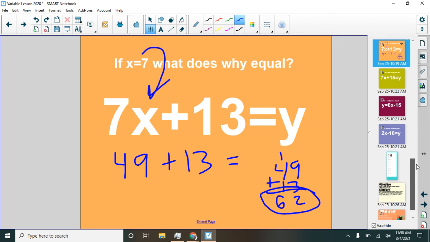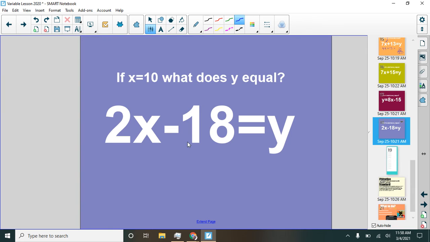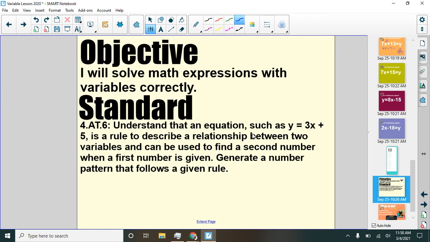All right, our goal here today is to solve math expressions with variables correctly. And you're going to have some to do on your own. I'm going to assign those to you. Remind yourself that when you see this, right, we don't just take the 10 and make this 210, right? This is 2 groups of 10, which equal 20. And that's going to help you to meet this objective to solve these math expressions with variables correctly.